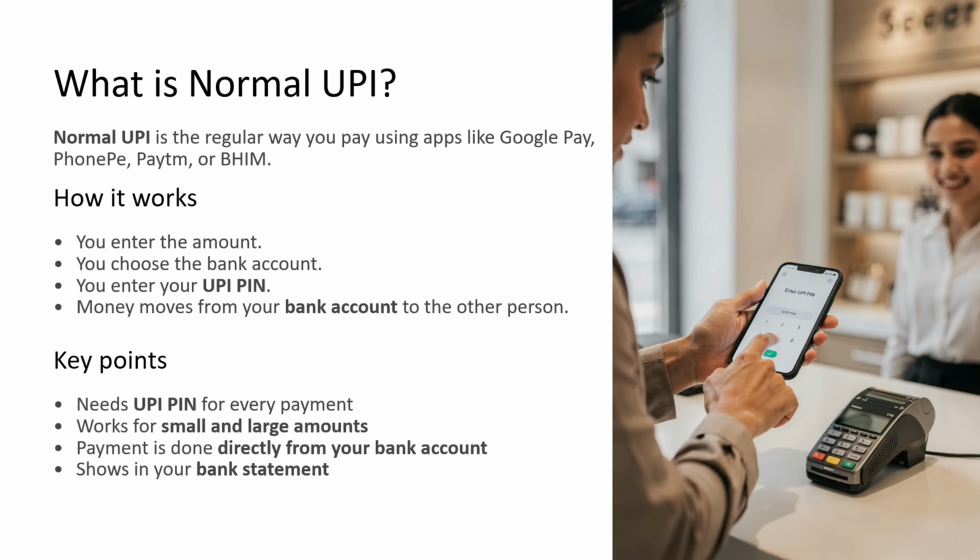Now we will see what is a normal UPI. Normal UPI is a regular way you pay using apps like Google Pay, PhonePe, Paytm or BHIM. How it works? You enter the amount, you choose the bank account, you enter your UPI PIN, and money moves from your bank account to the other person's bank account.